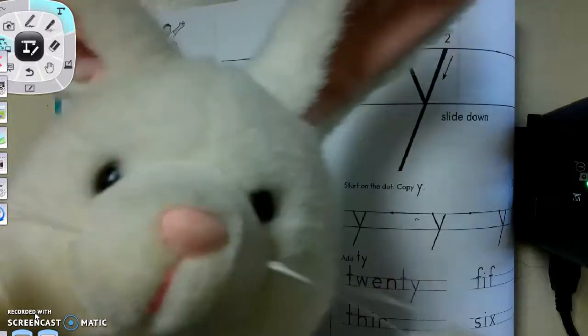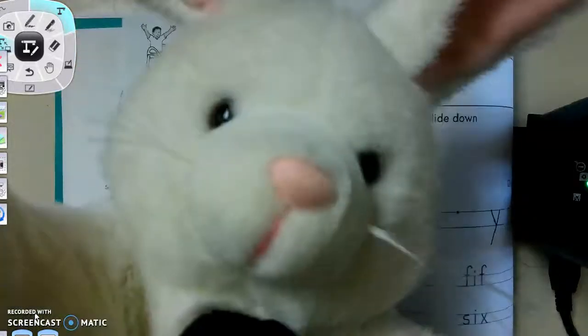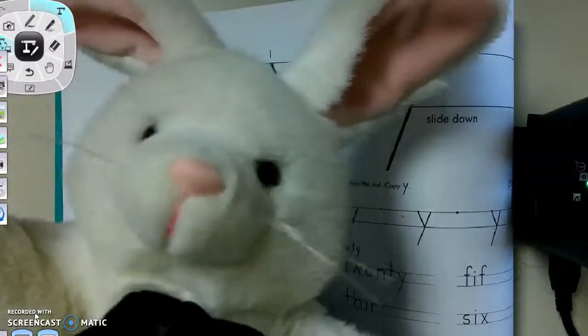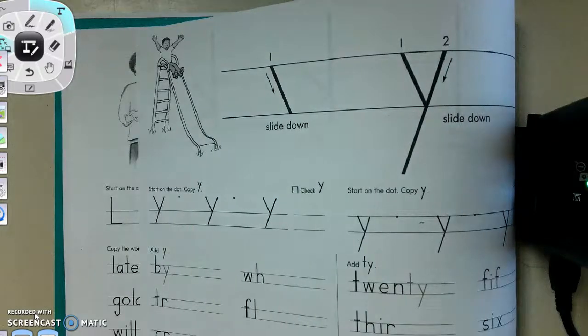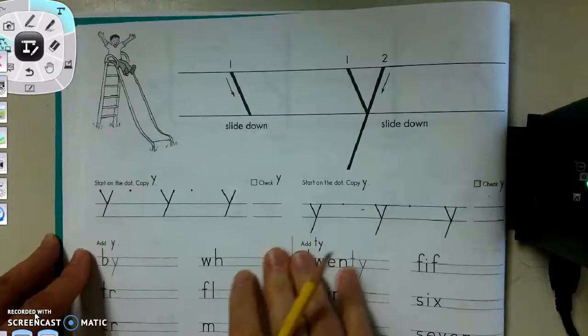Whee! Magic C loves to slide. Whee! All right, friends, today we are working with a slide letter, which is our Y.